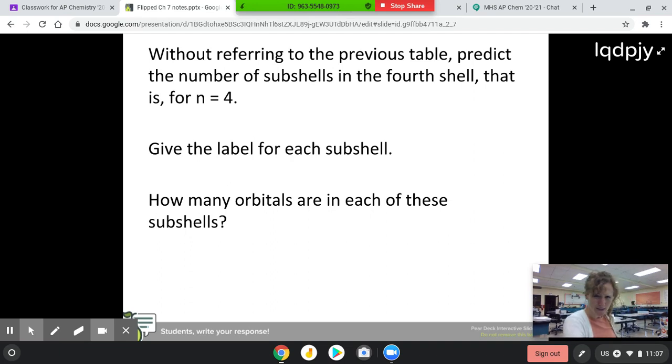Ooh, you guys are doing so nice. You are right that the fourth shell, also known as the fourth energy level, so shell and energy level mean the same thing, has 4 subshells, S, P, D, and F. So the fourth energy level has all 4 shapes, S, P, D, and F. So how many orbitals are in each of these subshells? That's the last thing to answer.